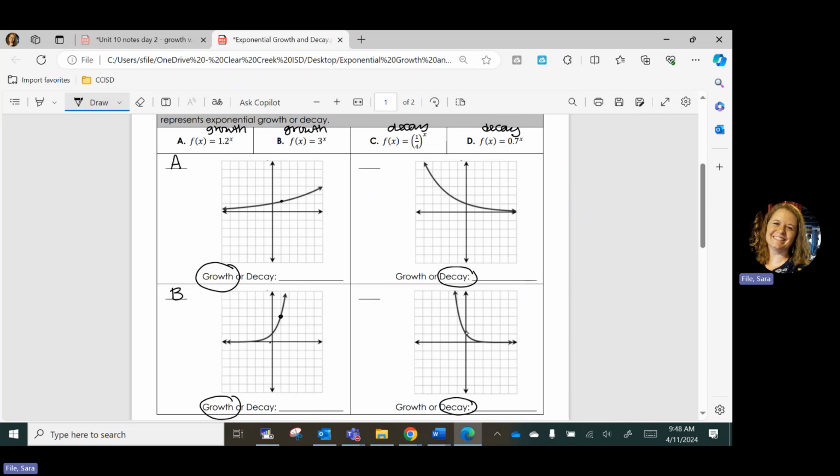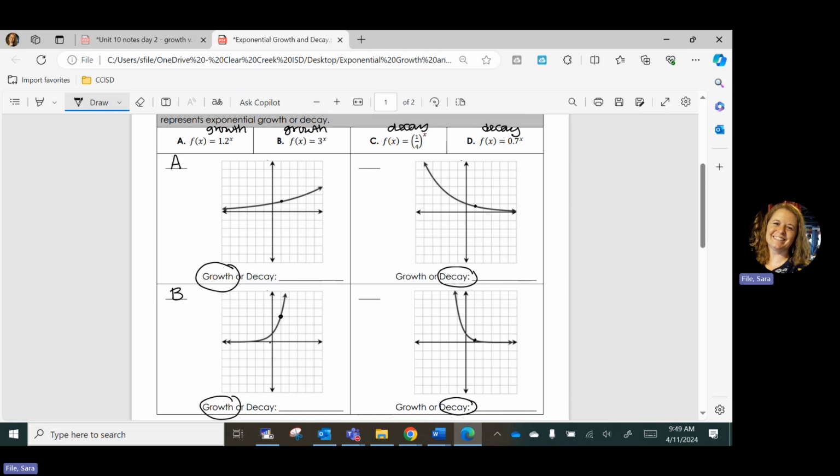Over here, these are both the decay graphs. Now you can do the same thing that we talked about, like plug in a 1, so there should be a point at 1, 1/4, which you can see here. And this one should be a point at 1, 0.7. You can see that's a little higher, closer to 1 where it's crossing.